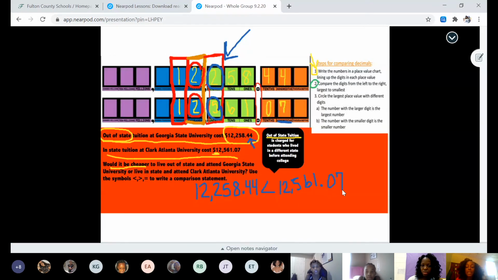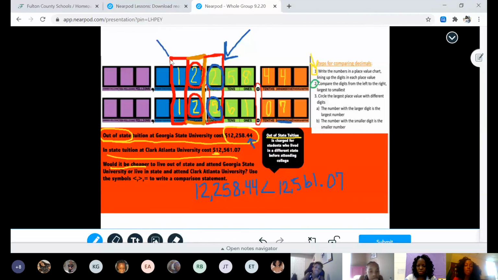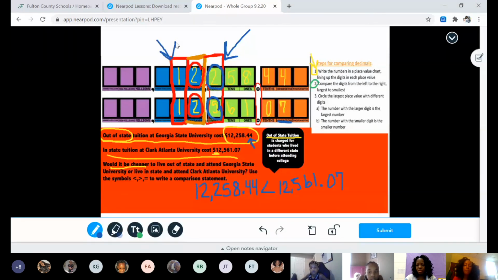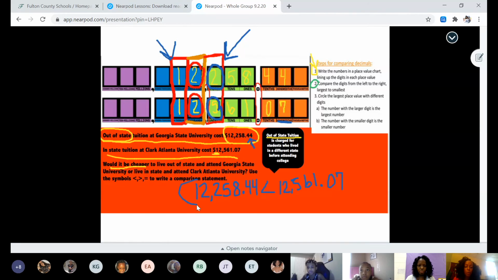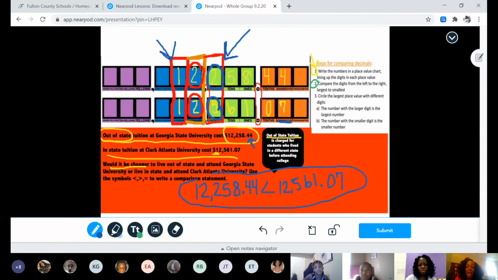So that was our first mini lesson for comparing decimals. Don't forget your steps for comparing decimals. First, you want to write your decimals in the place value chart, lining them up in the correct place value. Next, you want to go over to your largest place, and then you want to start comparing your digits from left to right. And then lastly, circle the largest place with different digits. So we were able to get our final statement: 12,258 and 44 hundredths is less than 12,561 and 7 hundredths. So that concludes our lesson for the day.